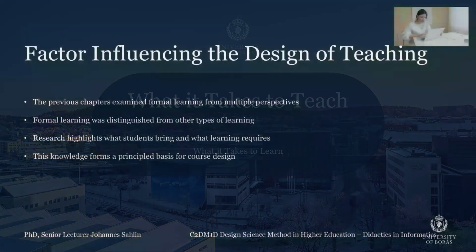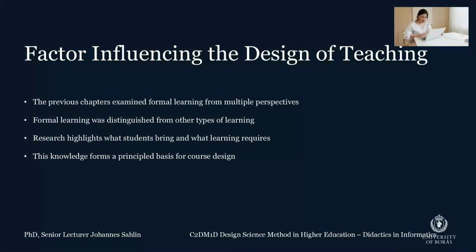The previous 3 chapters examined formal learning from different perspectives. First, we clarified how formal learning differs from other types of learning. Second, we explored what students bring with them into the learning process. Third, we analyzed what it actually takes to learn within formal education. Together, these chapters draw on both empirical research and conceptual studies. Although the field is extensive, focusing on key texts and identifying common patterns across studies gives us a solid foundation. This foundation allows us to move toward a principled and research-informed approach to designing teaching and learning processes.